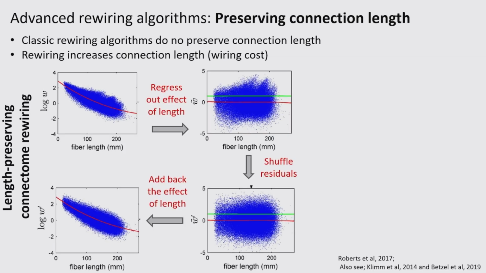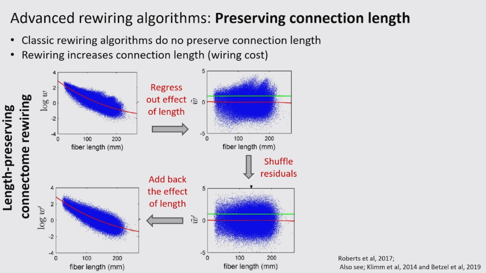So there have been various extensions of rewiring algorithms to preserve connection length. This is some work by Roberts and colleagues from quite a few years ago now, and the basic idea is that we model the relationship between connection strength, which is on the y-axis here, and connection distance. Once we do that, we regress out this effect, and then we shuffle the residuals. This induces the randomization in our network, and then we add back the effect of length. And this gives us a sample from our null.